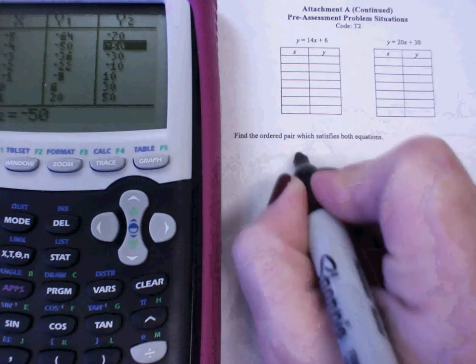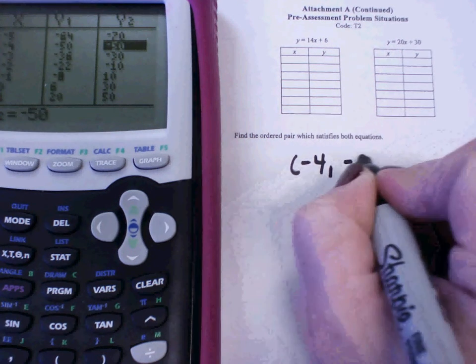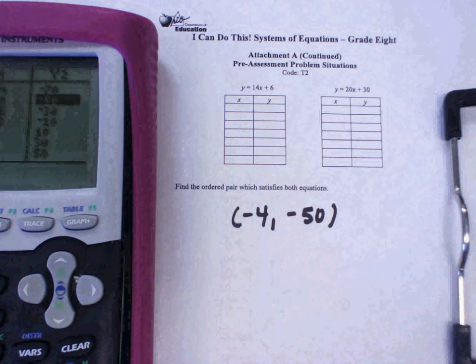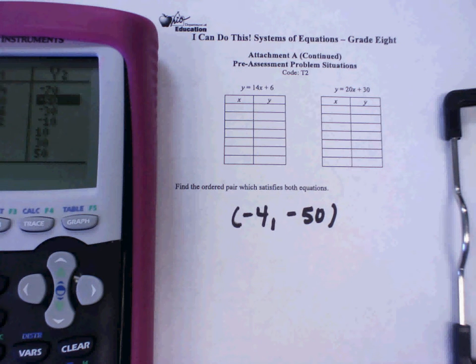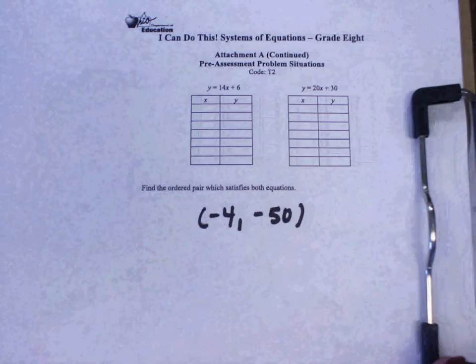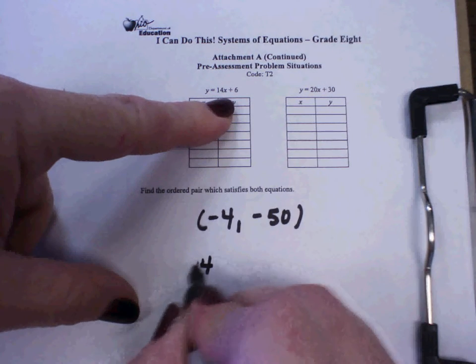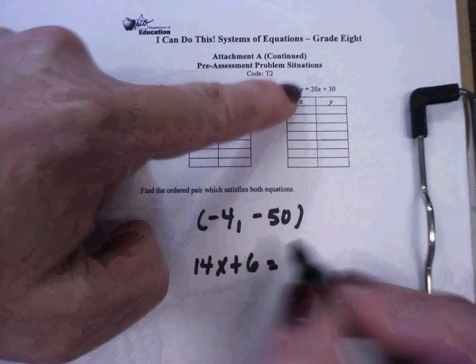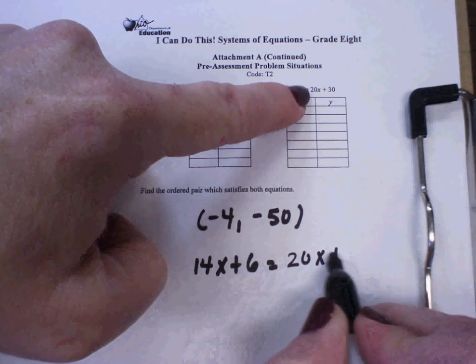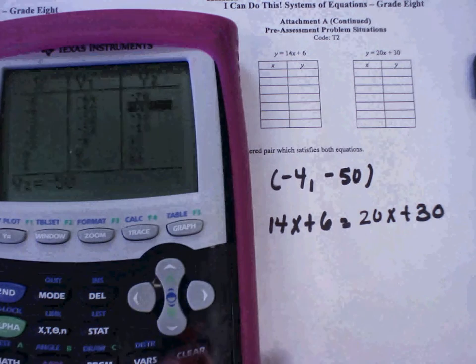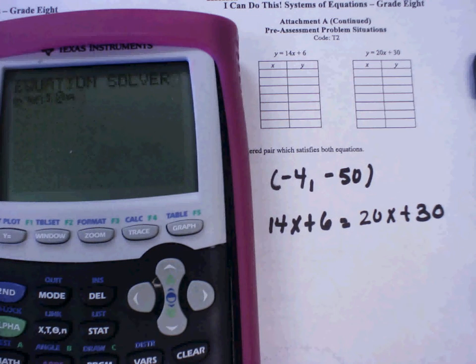I'm going to show you how to do it another way. So I showed you how to do it by graphing, by the table, and now I'm going to show you how to do it using equation solver. All right. So using equation solver, all you got to do is say 14x plus 6 equals 20x plus 30, and you solve for x, right? So how would you write it on the equation solver? 14x plus 6 minus 20x minus 30, right?